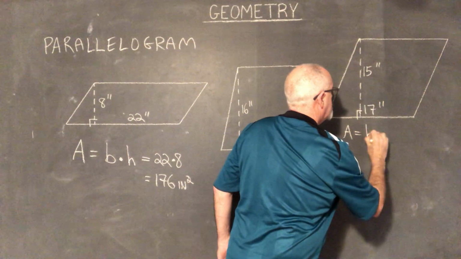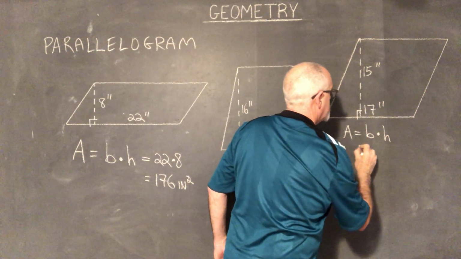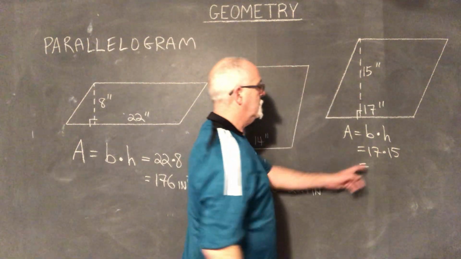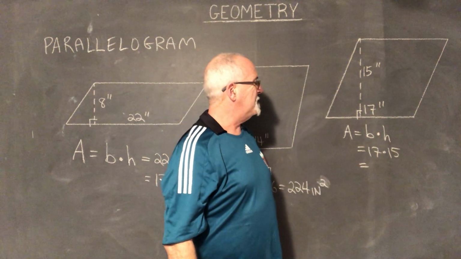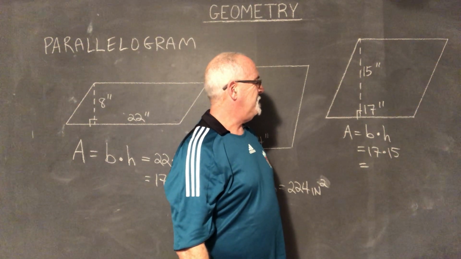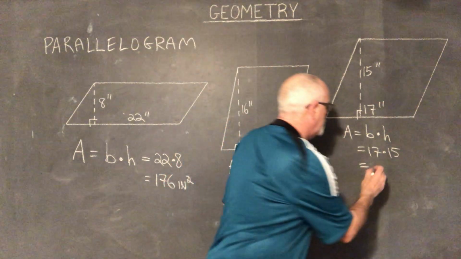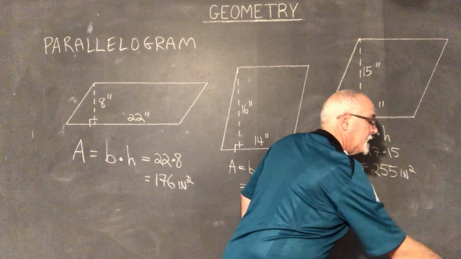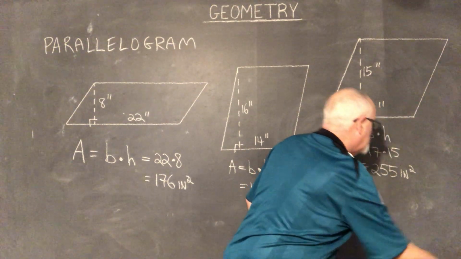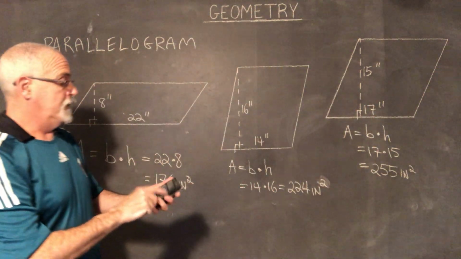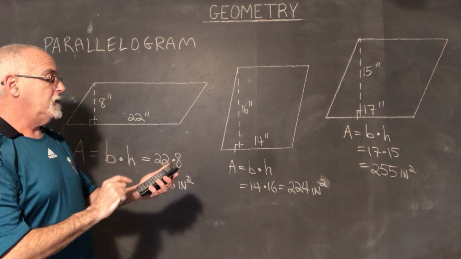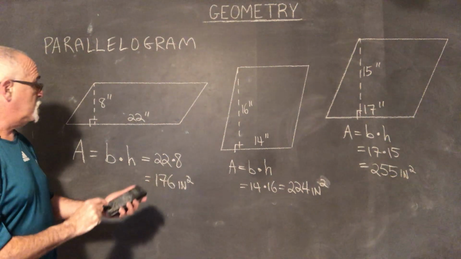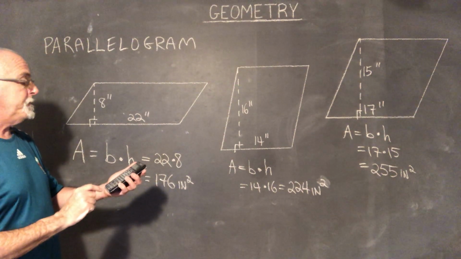Area equals base times height, which is equal to 17 times 15, which is 10 times 17 is 170, and 5 times 17 is 85. 170 plus 85, 255 square inches. And then I double check because I've learned my lesson. 17 times 15, yes. 14 times 16, yes. And 22 times 8. All of them are correct.